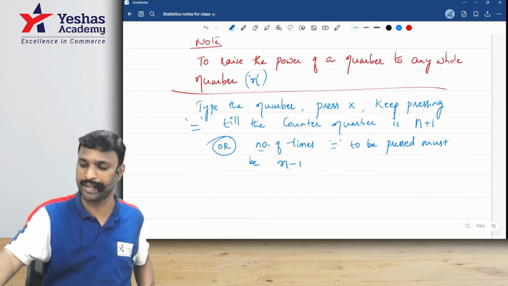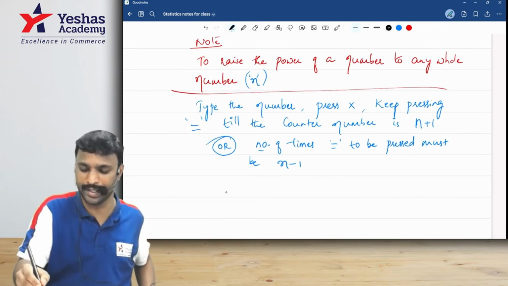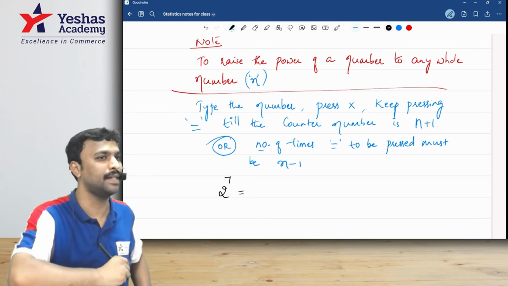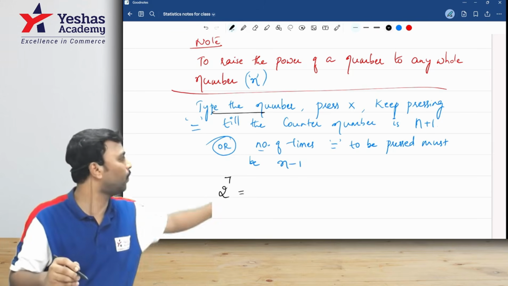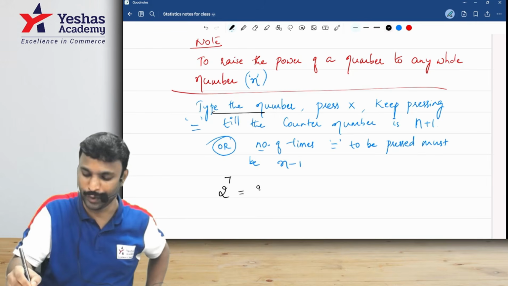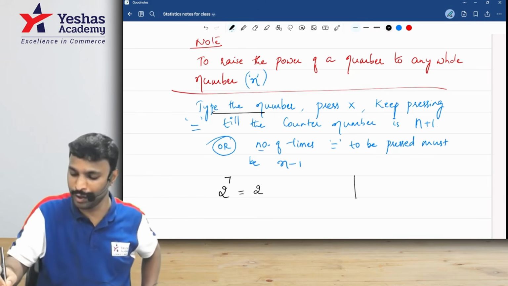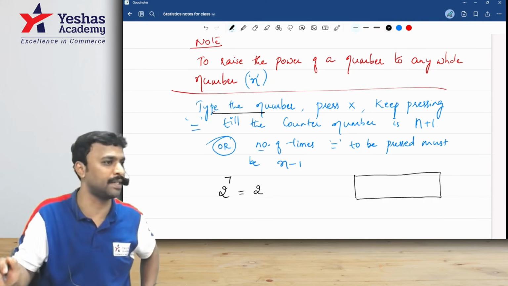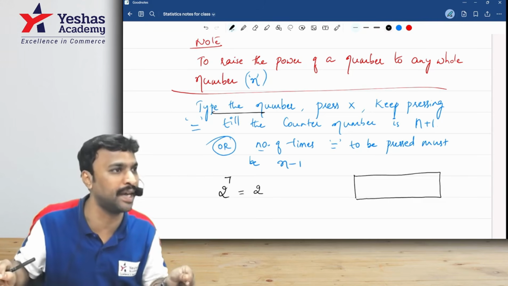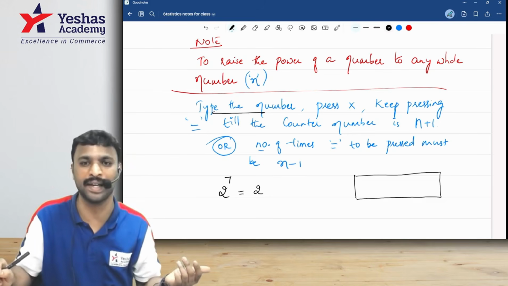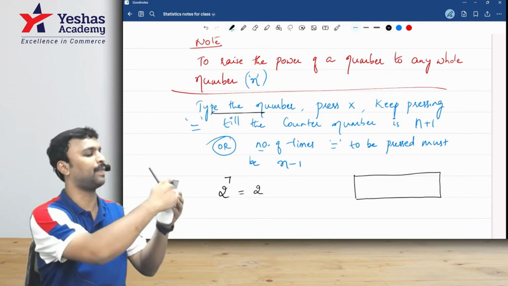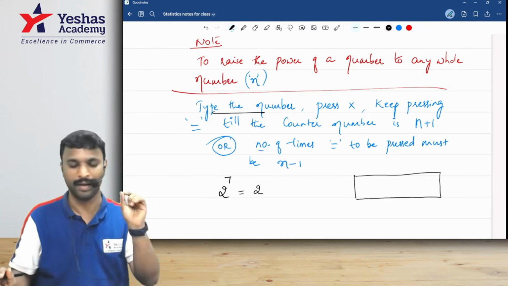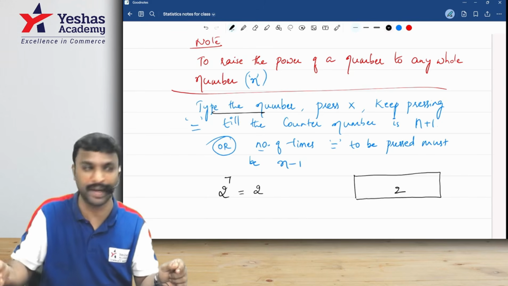Now let us take one example. Say you want to raise the power of 2 to 7. As for this, what did I say? Type the number. What is the number here? Correct. Now I want you to see your display when you type 2. Display means where you see the number, whatever you type. If you type 2, 2 will be displayed here.